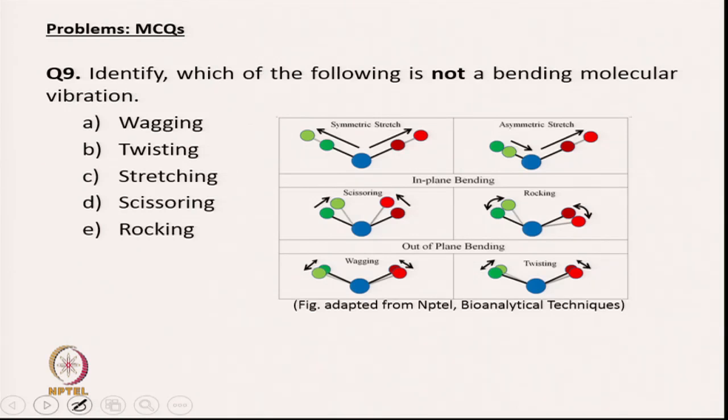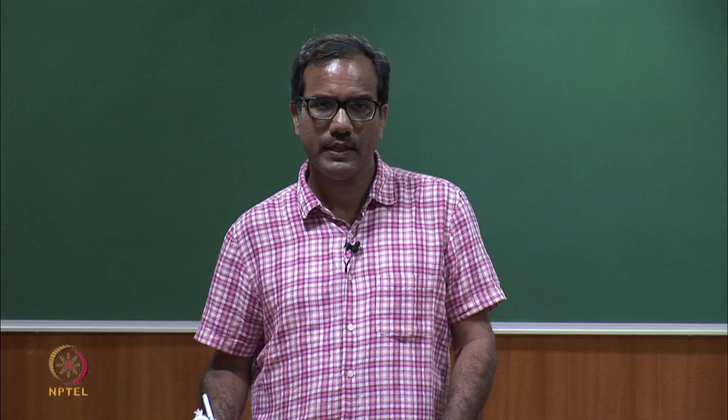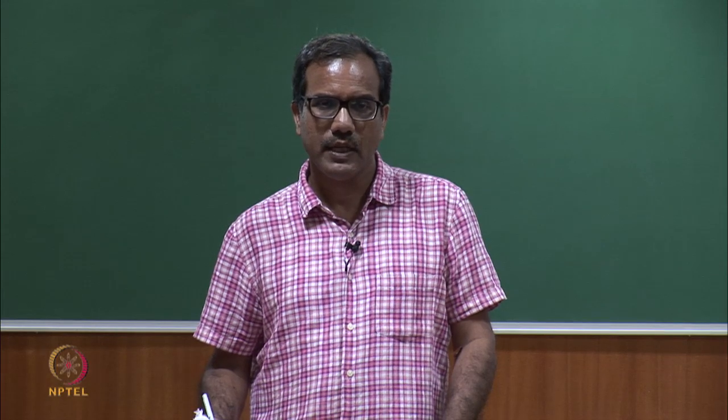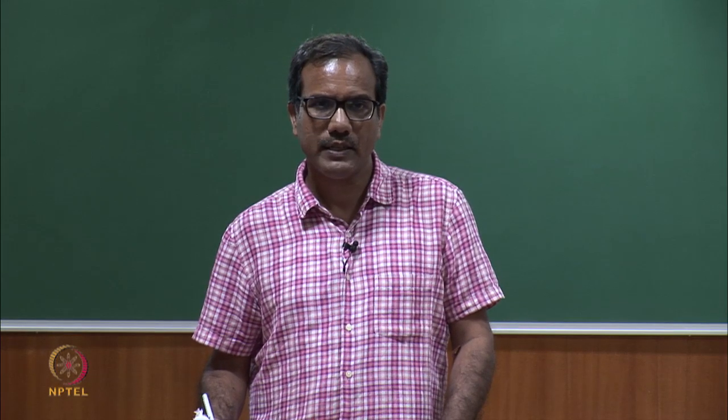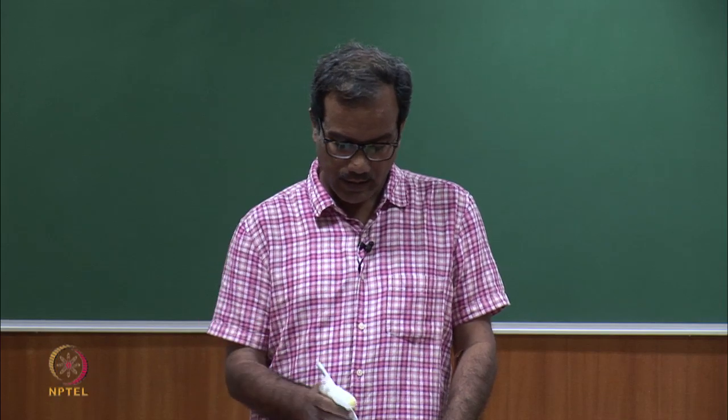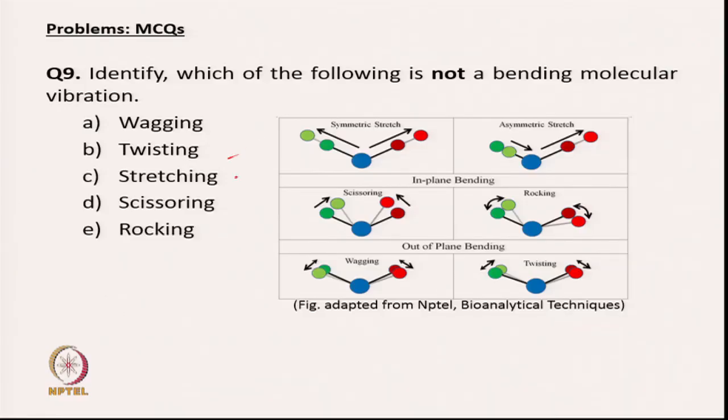Now, next question is, identify which of the following is not a bending molecular vibration. There are 5 different kinds of vibration given: wagging, twisting, stretching, scissoring, and rocking. We know that stretching is not a bending vibration.